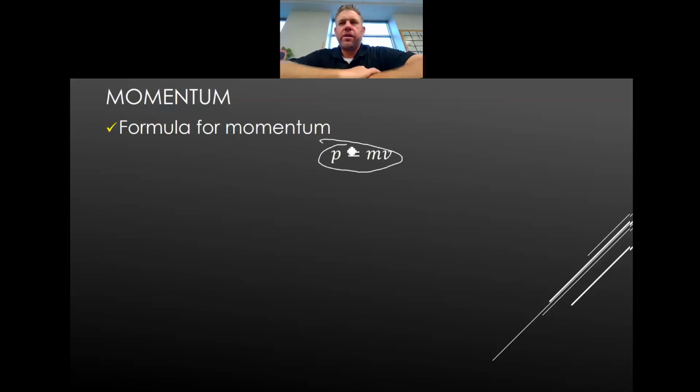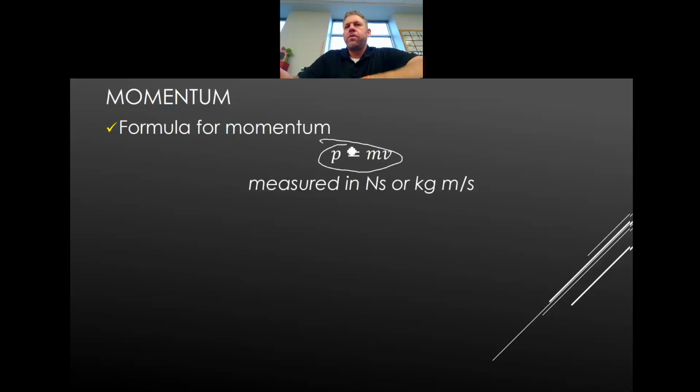V is our velocity in meters per second. So momentum is measured as kilogram meter per second. Or we can also have it be Newton seconds, which I'll show you in a little bit. Those are our two. Those are synonymous with each other. Those are the two that work for us.